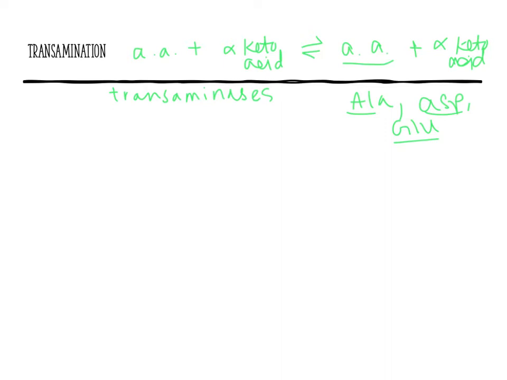So let's get to drawing some of these. I'll pick a different color. Let's go blue. I'm going to move this up and out of the way. So let's draw some structures. I'm not going to draw the mechanism right now. We're going to do some chemical equations. So again, the overall equation is amino acid plus, I'm going to do alpha KA for alpha keto acid, in equilibrium with amino acid plus alpha keto acid.